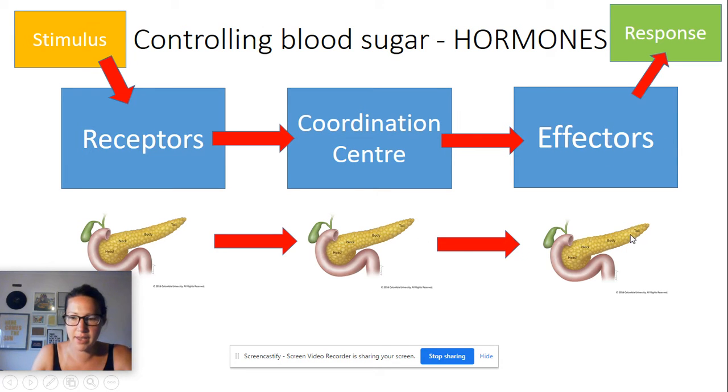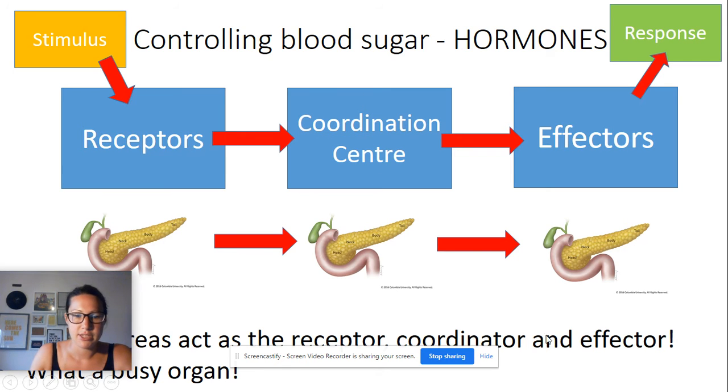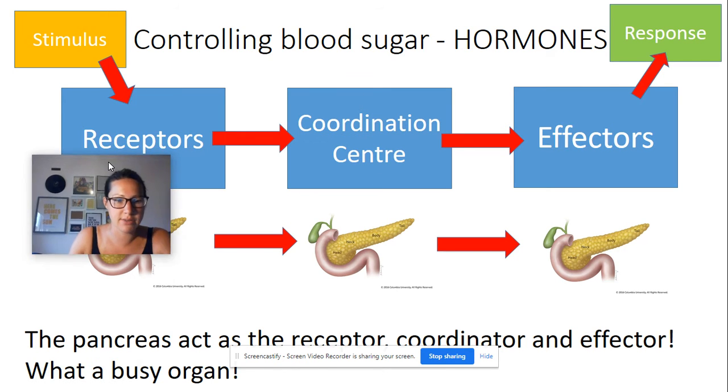And the effector is also your pancreas, which is a gland. The glands in your pancreas might produce the hormone insulin, which is responsible for helping to control blood sugar. A lot more on that later in this topic. So in this example, the pancreas is a very busy organ because it's the receptor, coordinator, and the effector.